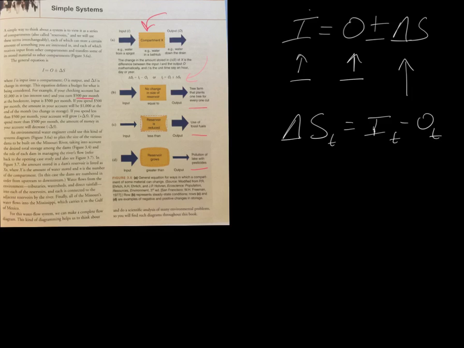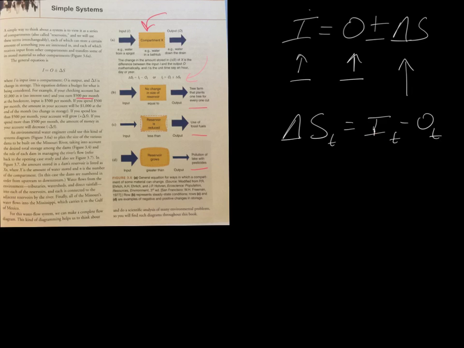Now, when you're looking at another example in here, your input and output are equal. In this case, they're perfectly equal. The example they're using is the number of trees. Say you have a forest that has 1,000 trees. For every one you cut down, you plant another one. So your forest will always have 1,000 trees. So that compartment, in this case the forest, has a certain amount of material, in this case the trees, and that amount doesn't change because input and output are equal.